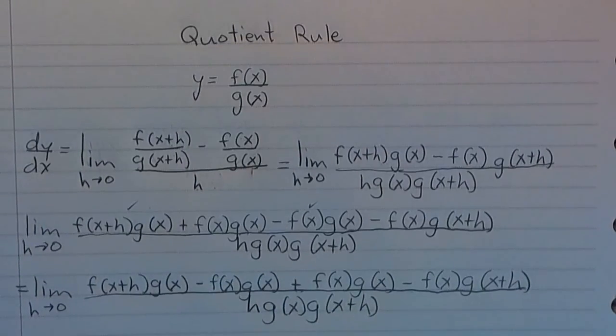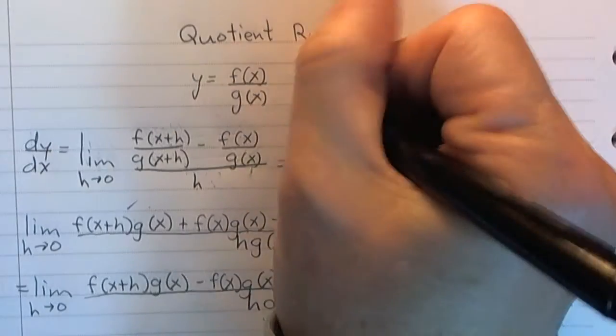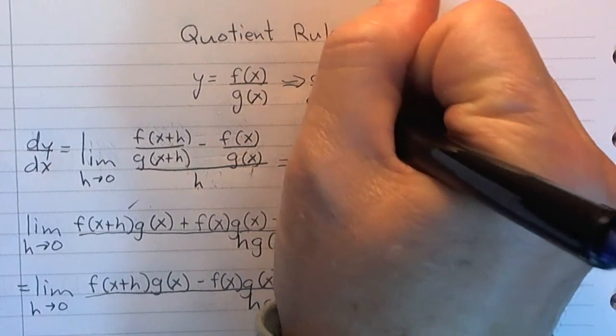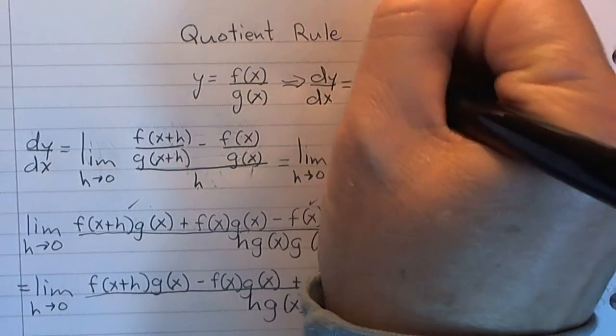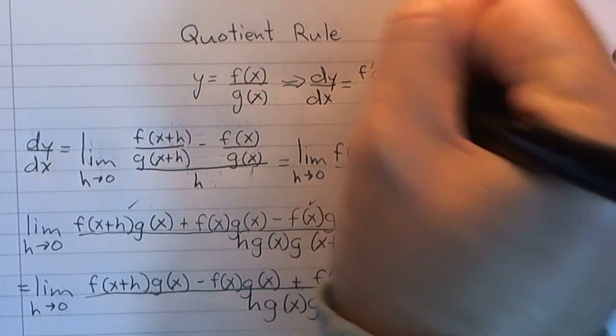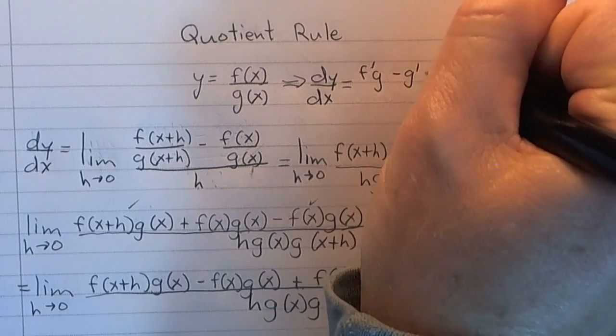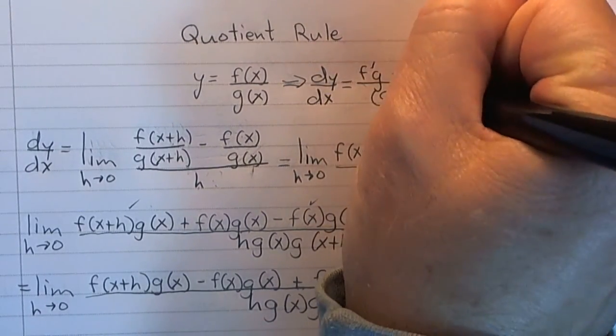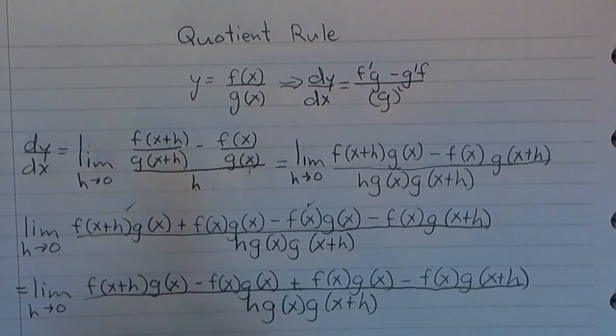So the quotient rule. If you have a quotient, then what we're saying is that you can find the derivative of that by saying the derivative of the top times the bottom minus the derivative of the bottom times the top over the bottom squared. And that is the quotient rule.